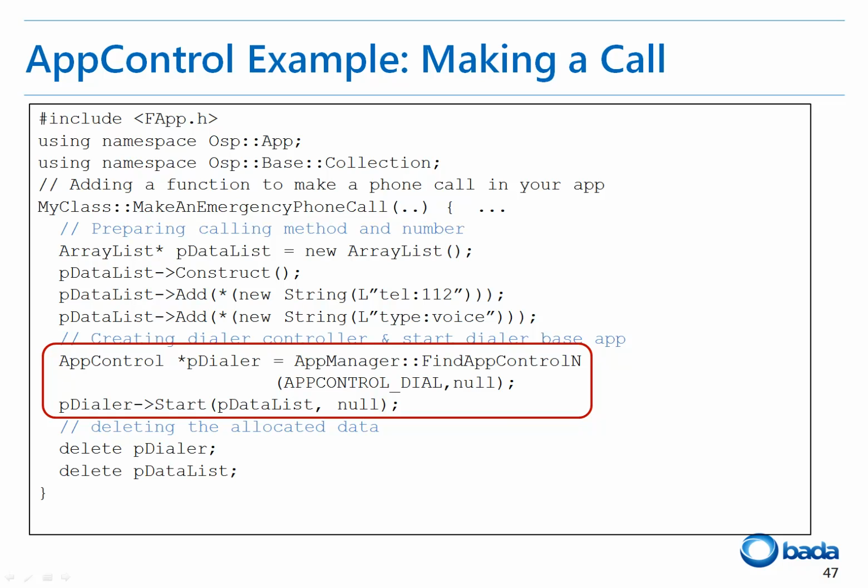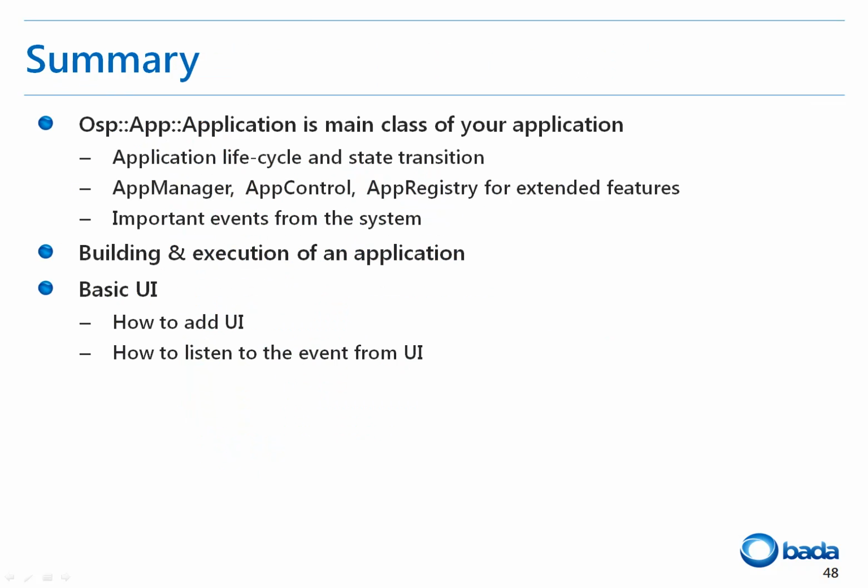Here's an example of making an emergency call using an app control. Prepare the calling method and number, get the dialer control using the static FindAppControlN method, and start the dialer base app by using the Start method. Once you're done with the controls, don't forget to delete the resources.